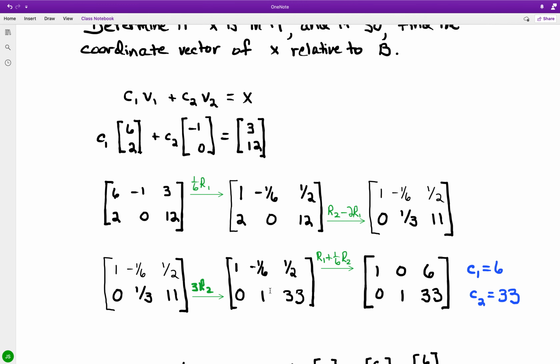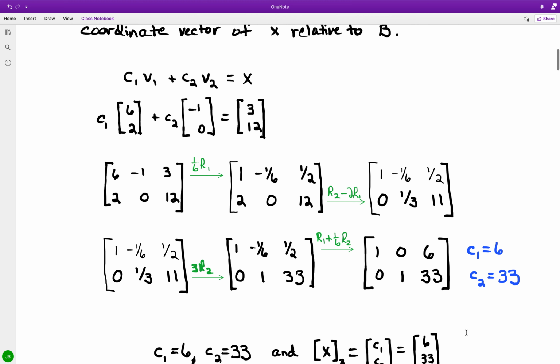And then to get officially into reduced echelon form, so I have 1 0, and I want to make the negative 1/6 at the top into a 0. So I can take 1/6 of the second row and add it to the first row elements. For the solution matrix, I have 1 0 6 for the top row, 0 1 33 for the bottom. So we have C of 1 is equal to 6, and C of 2 is equal to 33.